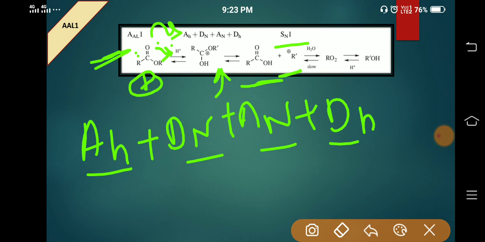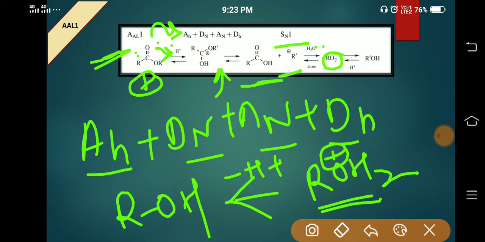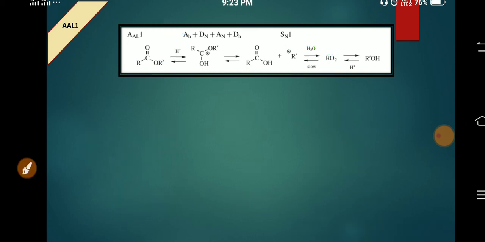Now, the carbocation generated over here can undergo nucleophilic attack by the water molecule. This product is wrong here. It is ROH2 plus, with the charge on the oxygen atom. That is, protonated alcohol has been generated here, which can be stabilized by the dissociation of a proton, and that will lead to the generation of alcohol as the second product.